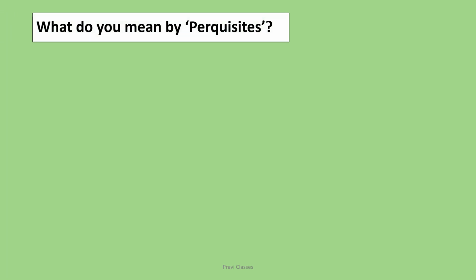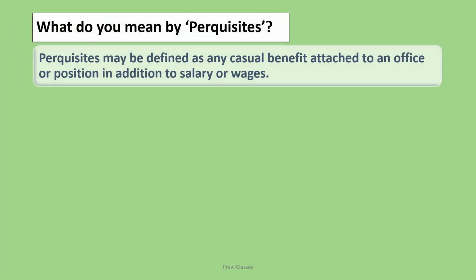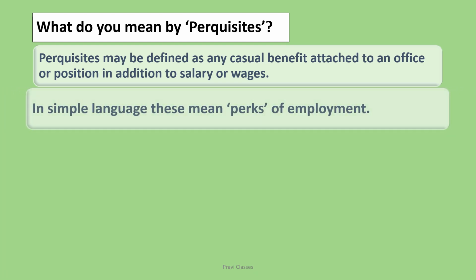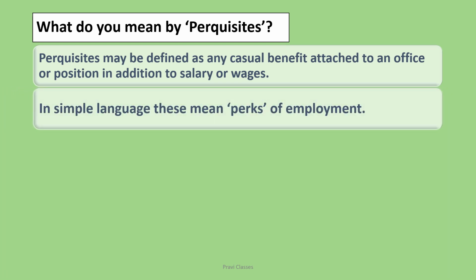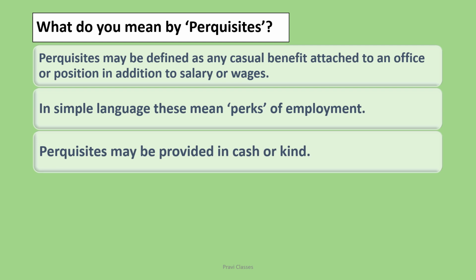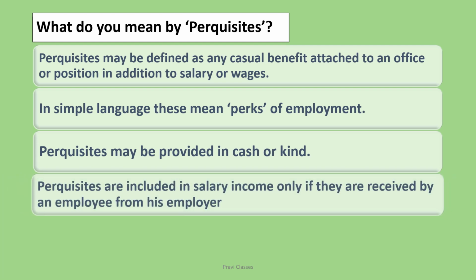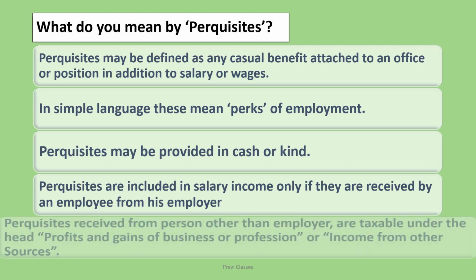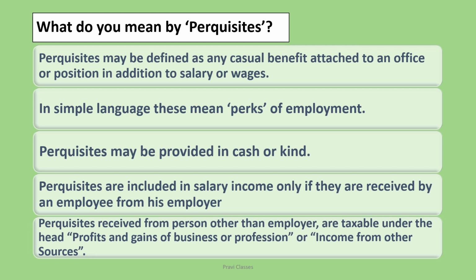What do you mean by perquisites? Perquisites may be defined as any casual benefit attached to an office or position in addition to salary or wages. In simple language, this means perks of employment. Perquisites may be provided in cash or kind. Perquisites are included in salary income only if they are received by an employee from his employer. Perquisites received from person other than employer are taxable under the head profits and gains of business or profession or income from other sources.